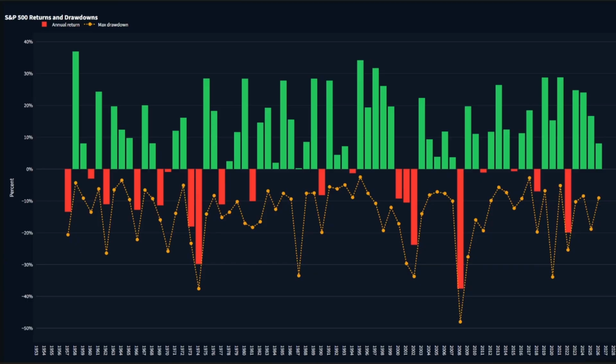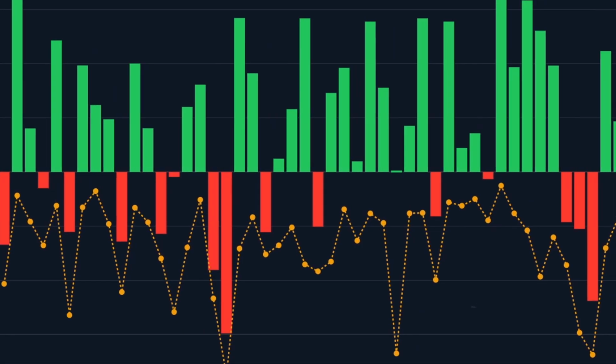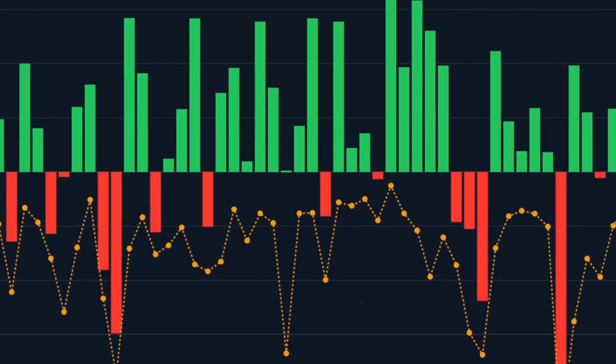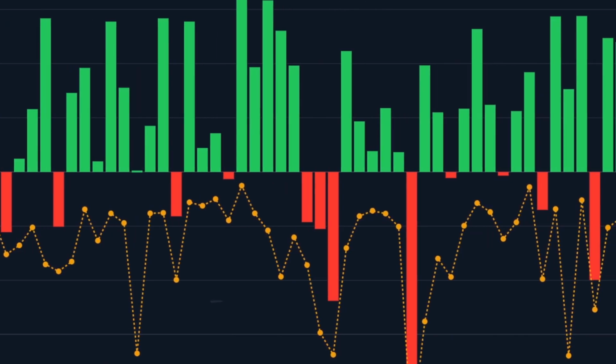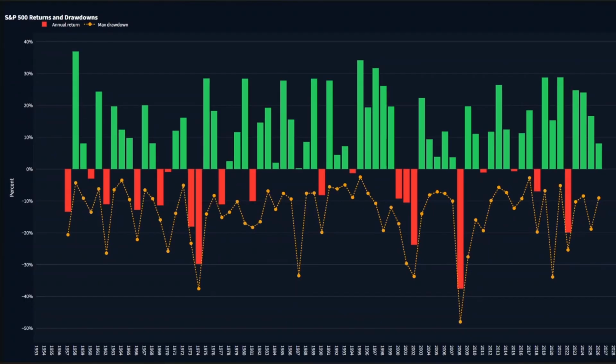This is a chart of the S&P 500's returns and its drawdowns. I went back to 1957, plotted every year's returns and its max drawdown. We're going to go over this chart, why this is one of the most important charts to understand as a long-term investor, and talk through the question of, when should I buy?